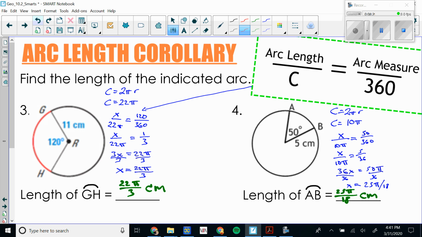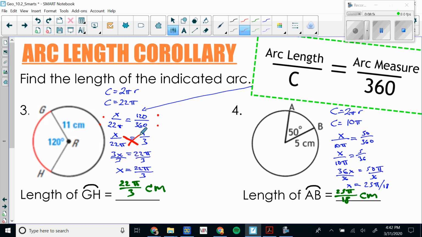So again, I don't know the arc length. I'm going to call it x over 22 pi, what I just found for the circumference, equals, now it's 120 over 360. If you divide each of those by 120, you get 1 over 3. So again, set up a proportion. 3 times x is 3x. 22 pi times 1 is 22 pi. So we get 3x equals 22 pi. Divide each by 3 to get x by itself.